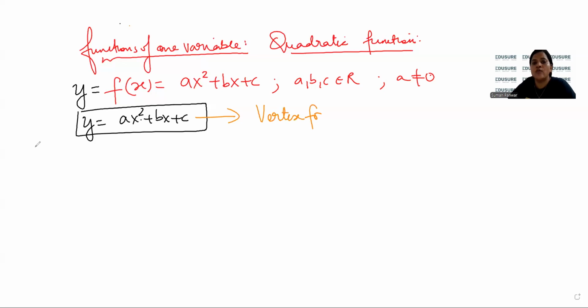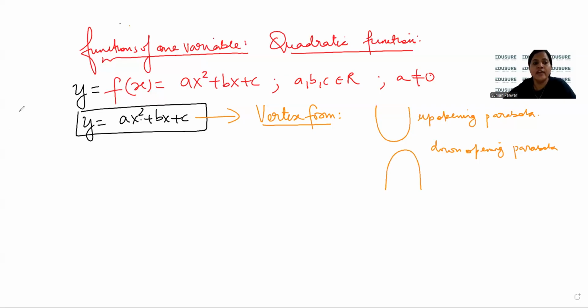Okay. Now, what do you mean by vertex form? When we draw the graph of a quadratic function, we either get an up opening parabola or we get a down opening parabola. So either we will get a U shape or an inverted U shape. Now, whenever we have an up opening parabola, there will be a point where the function will hit its minimum value. This is the vertex.